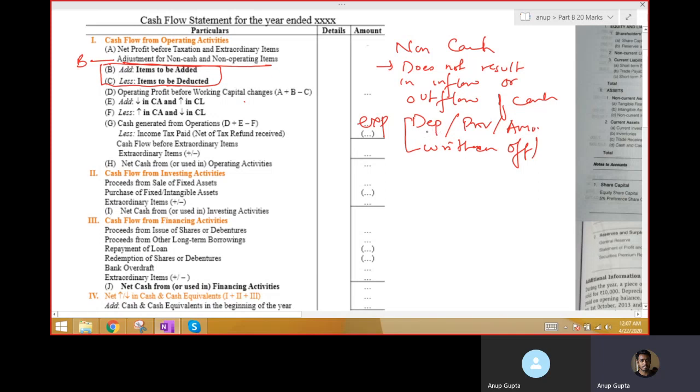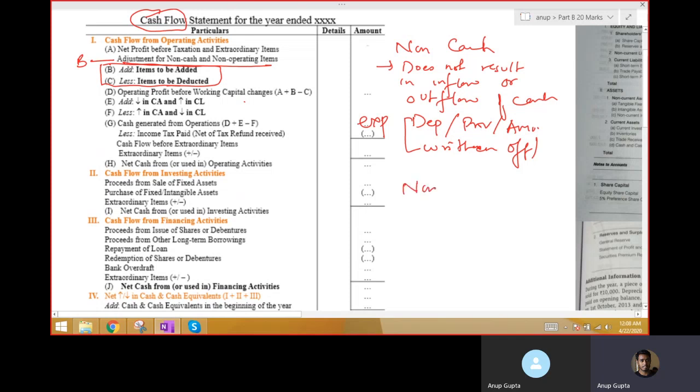Therefore the adjustment of non-cash will be required, because we are making only cash flow, everything will be related to cash. So since this is a non-cash item, yet it is subtracted, the adjustment needs to be done for this also.